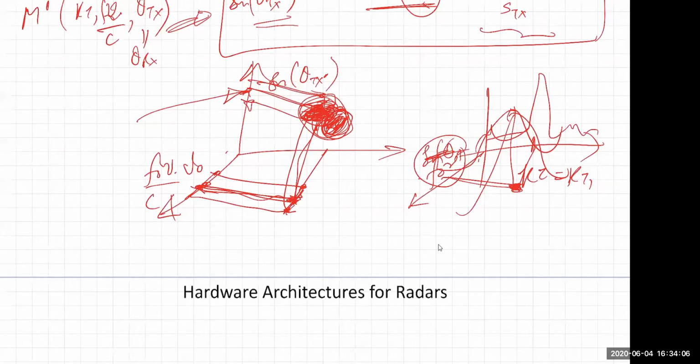Does that give you better intuition, folks? Yes, no, either one is fine. Before I move on to hardware architectures, I want you to give me a sense of how you think about this one.